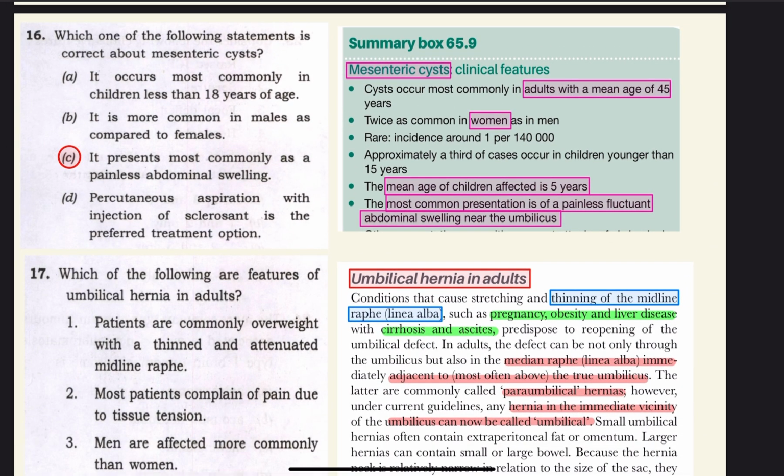Next is question number 16. Which of the following statements is correct about mesenteric cyst? This is directly taken from this table of Bailey. Mesenteric cyst clinical feature: adult with mean age of 45. So it is commonly seen in children less than 18 years of age? Wrong. More common in males? No, it is twice as common in women. This is also wrong. Presents mostly as a painless abdominal swelling. Yes, this is correct. The most common presentation is a painless fluctuant abdominal swelling near the umbilicus. And percutaneous aspiration with injection of sclerosant is preferred? No, it's excision. Anywhere the cyst is, you have to excise. But further detail you need to know, like two types of cyst.